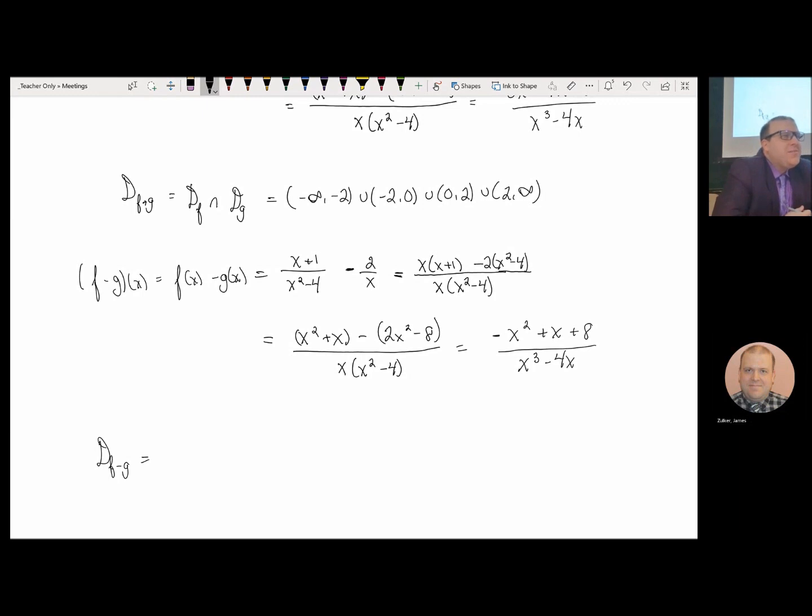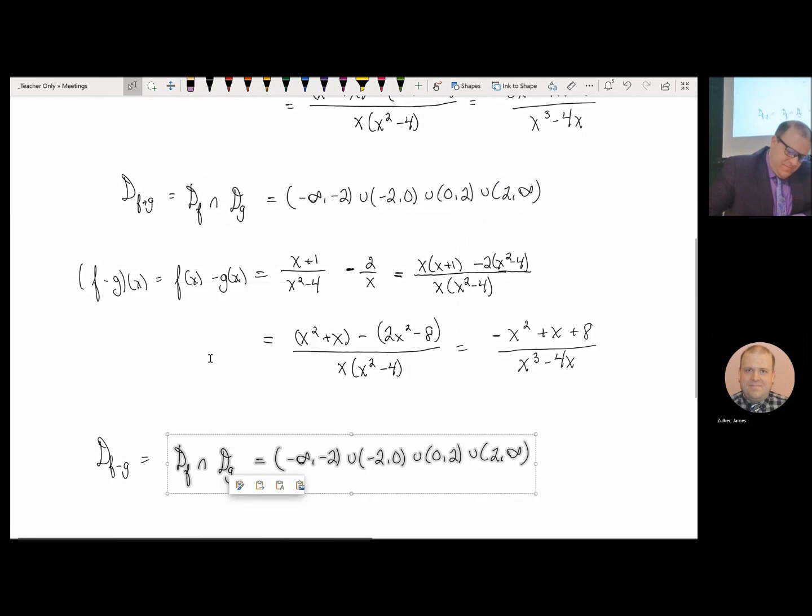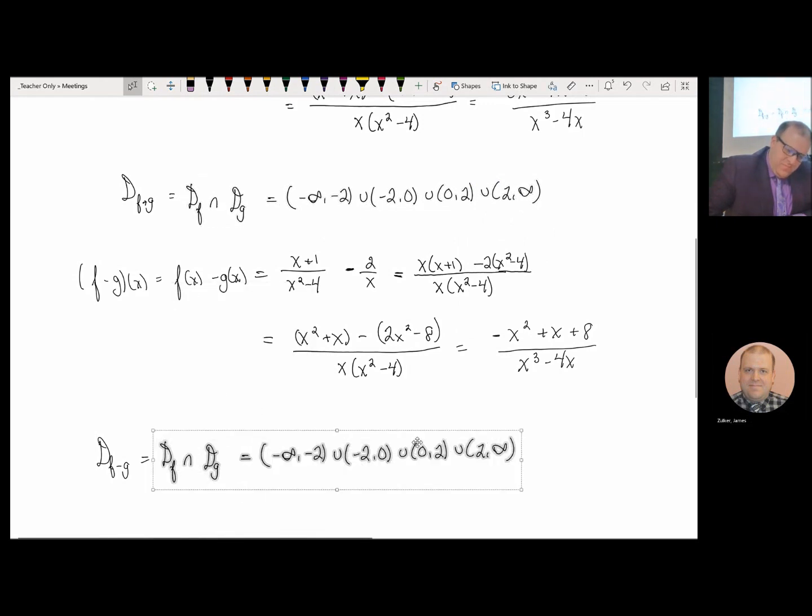Domain. The same. It's the intersection. Same denominator. The domain is identical.